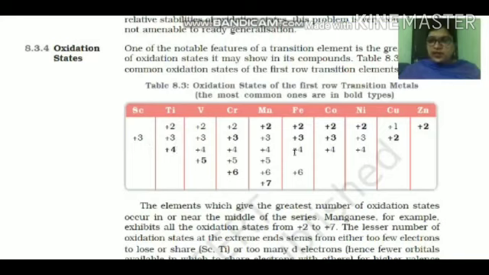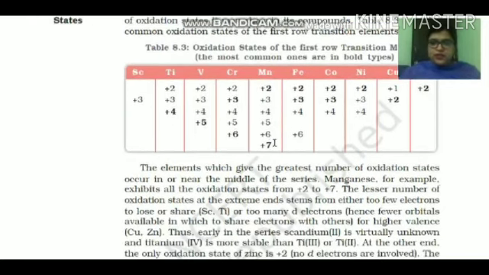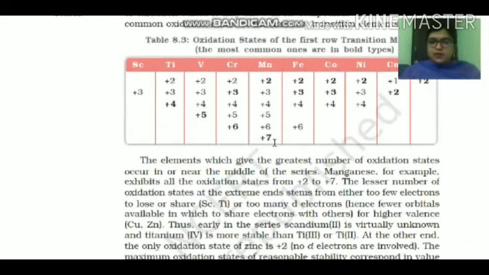And in the middle of the series there is a variation, and the maximum oxidation state you can see is exhibited by manganese, which varies from +2 to +7. The element which gives the greatest number of oxidation states occurs in the middle of the series. For example, you can see manganese, which varies from +2 to +7.